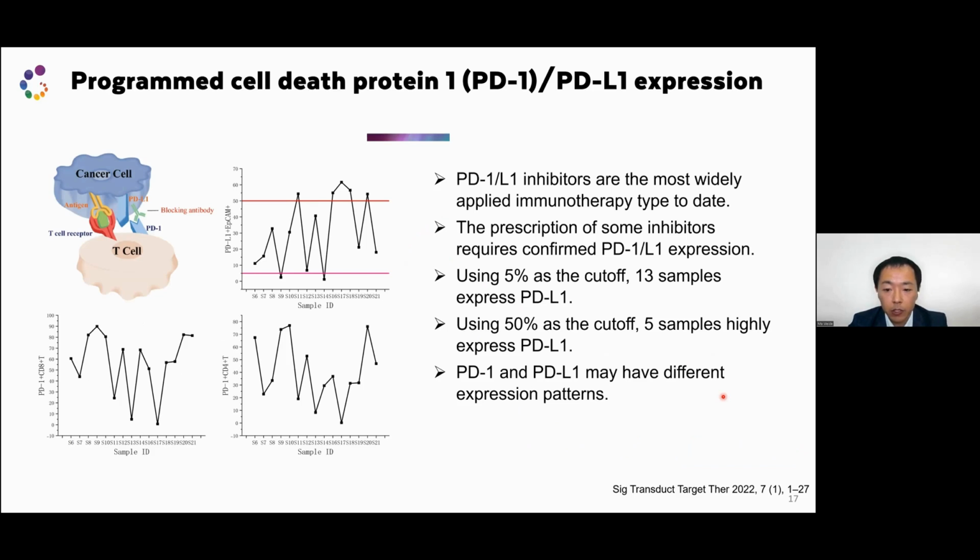And the prescription of some inhibitors may need the confirmed PD-L1 expression. So we counted the positive rate of PD-L1 and PD-1 in each sample, using 5% and 50% as the cutoff of positive and high expression. We can say from our result, 7 samples express PD-L1 and 5 highly express. We also see that PD-L1 and PD-1 have different expression patterns. Some samples have high PD-L1 but not PD-1, and vice versa.